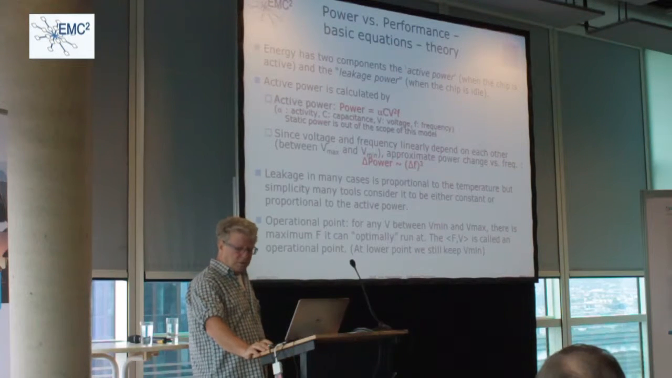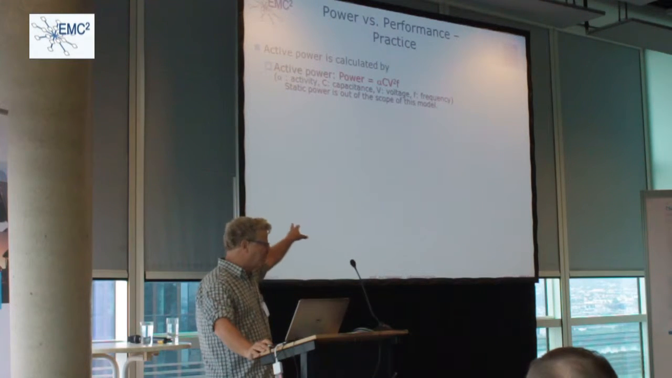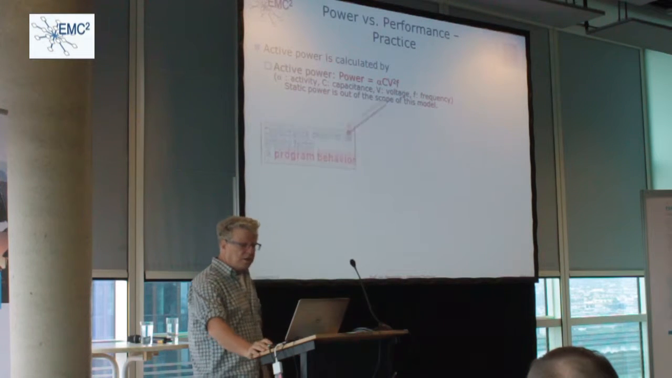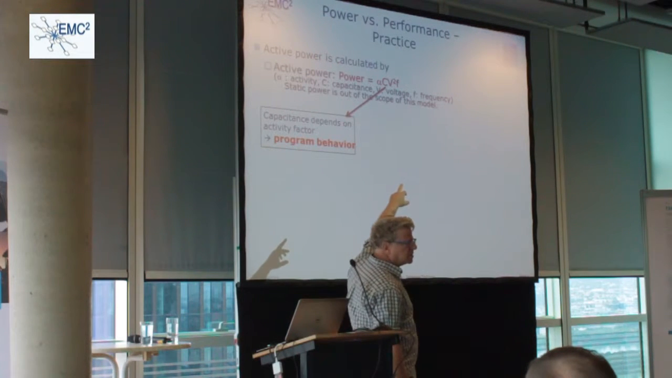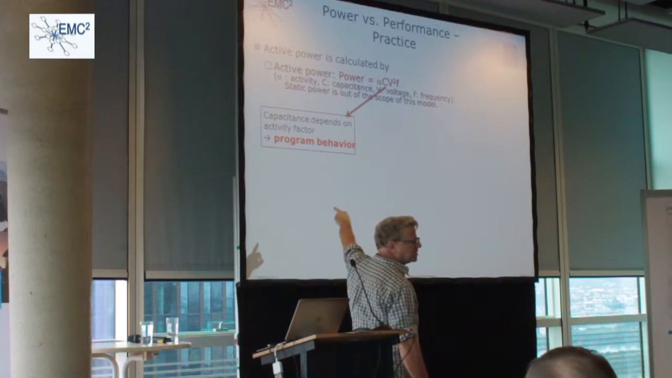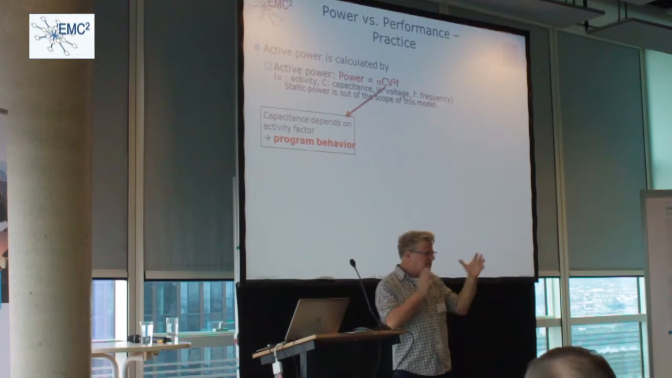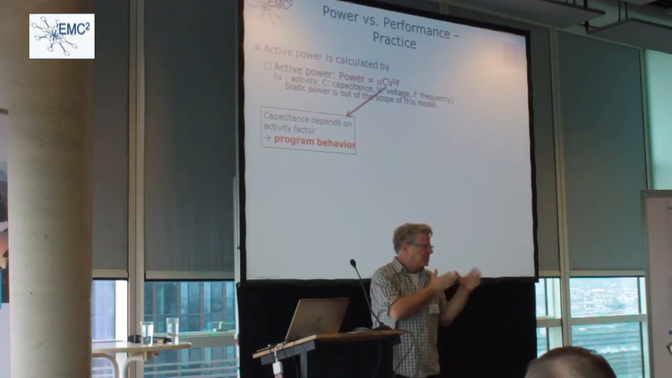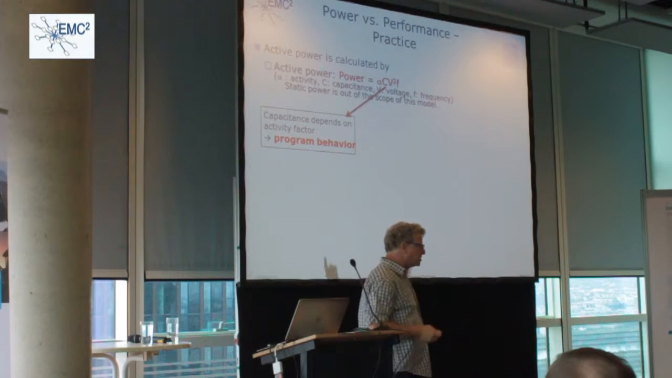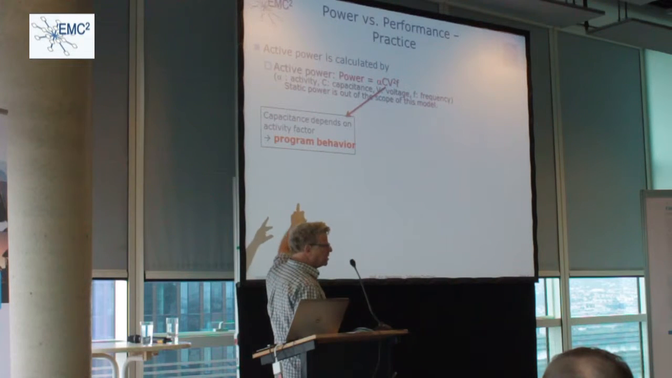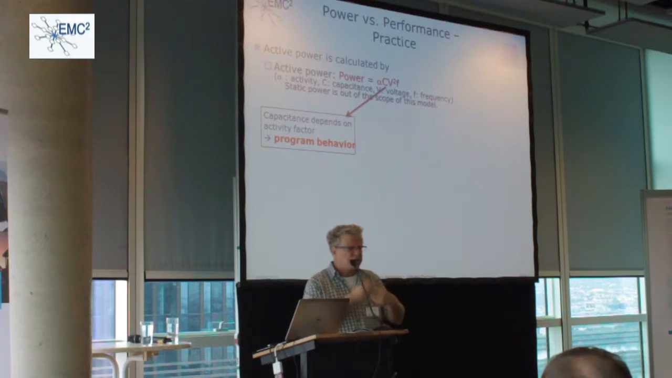So this is the theory, and the theory is quite simple. So let's look at the reality, and let's focus on the power. And again, this is the power, not the energy here. And the first thing that we see is that power is proportional to the capacitance multiplied by V squared F, but the capacitance itself depends on the activity factor. Which means it's not the capacitance of the chip, but the active capacitance, which depends on the behavior of the system. And this changes from moment to moment. This is the reason this is power and not energy, because the energy will be the integral of the power over the time, but the capacitance itself changes all the time.